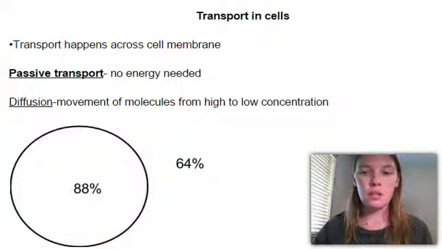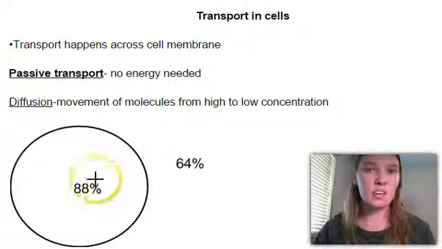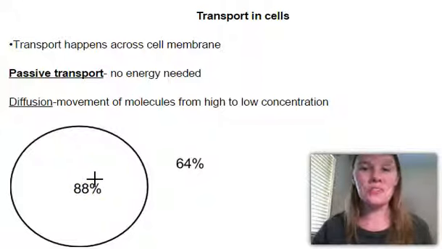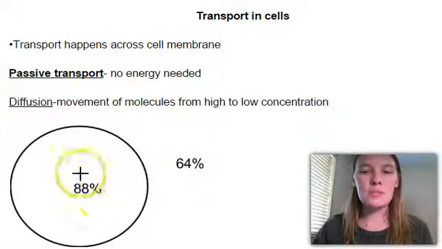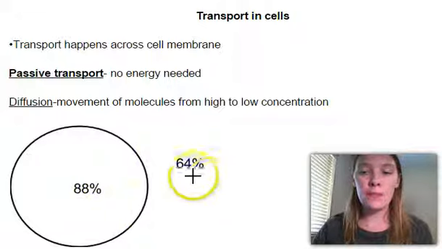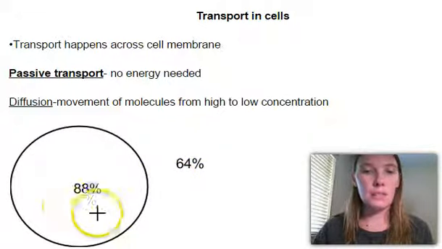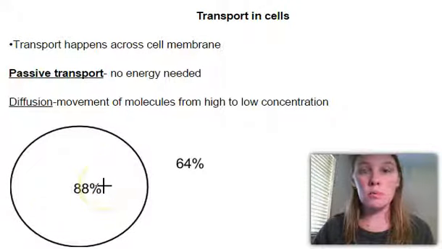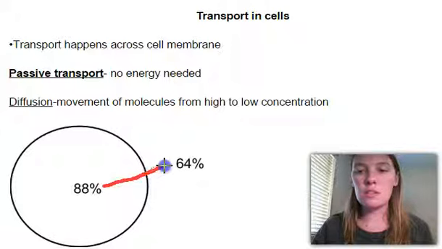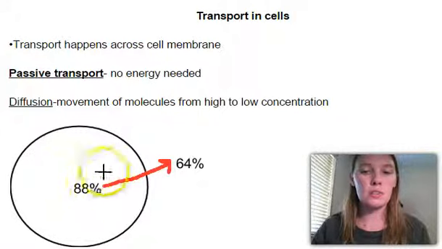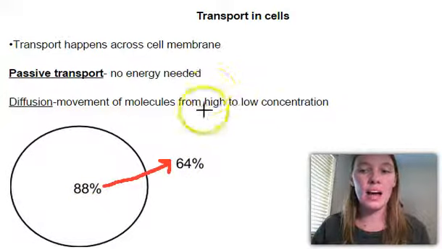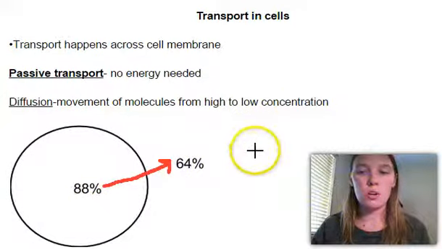So let's look here. So we have 88% salt, let's say, which isn't realistic, but we're just going to go with it right now. 88% salt inside the cell and 64% salt outside the cell. So the inside of the cell has a bigger number. So it needs to share some of its molecules with the outside of the cell. So the salt will go out of the cell because it's going from a bigger number to a lower number. That's where the high concentration and low concentration comes in.